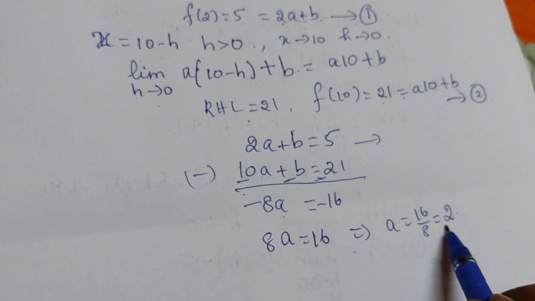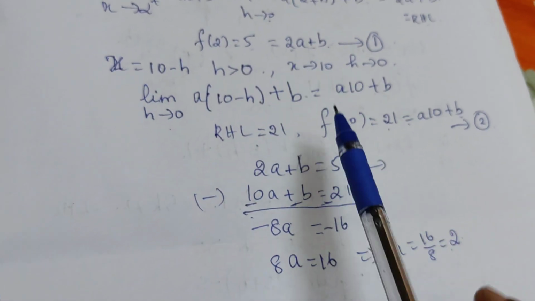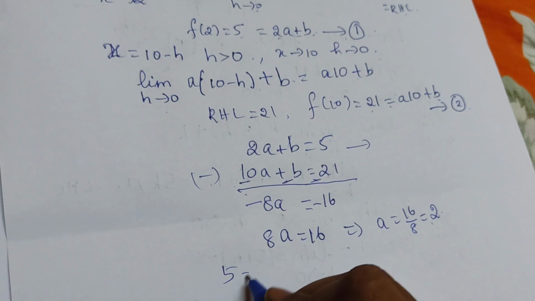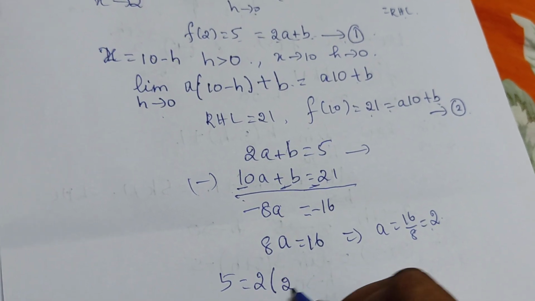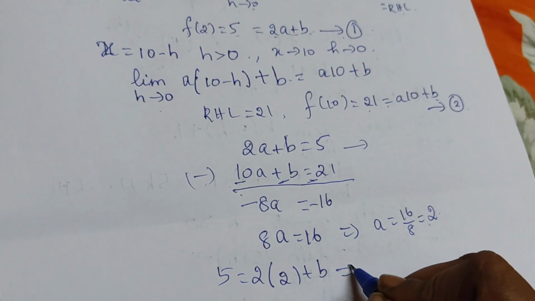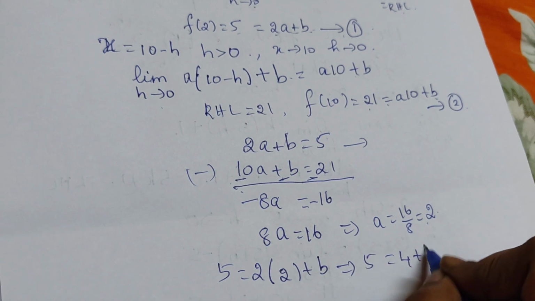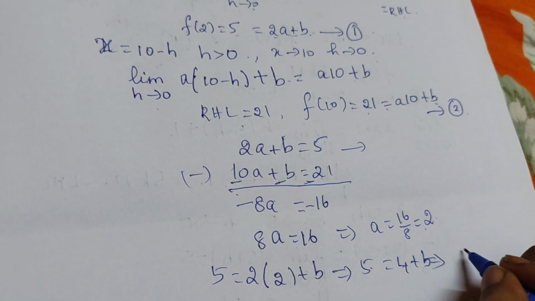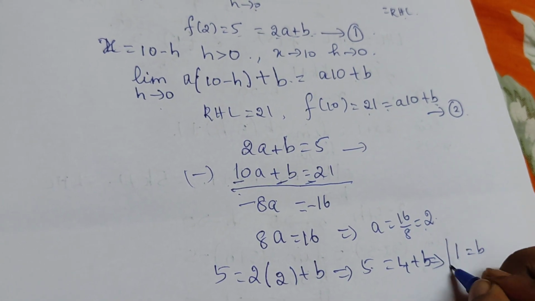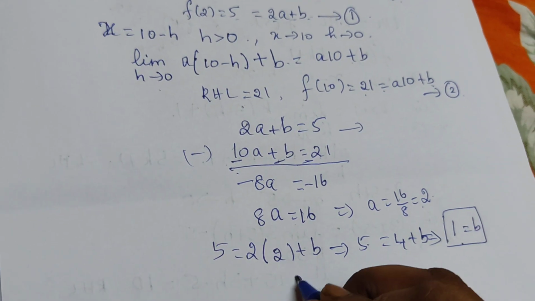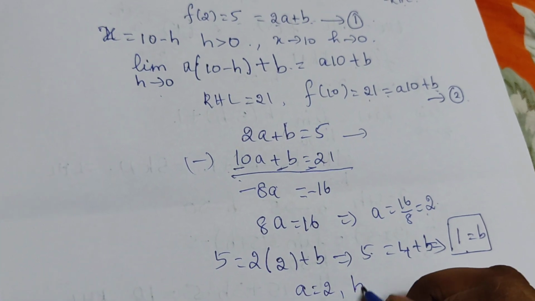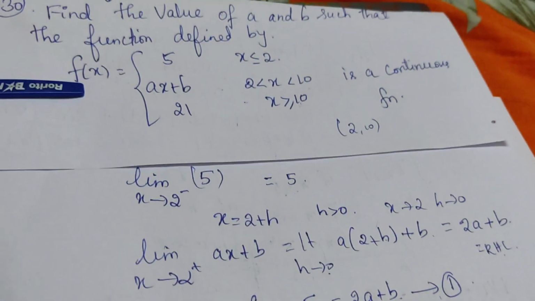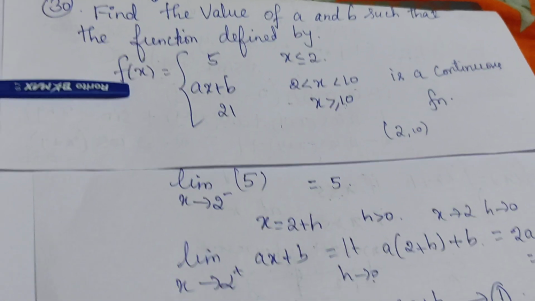Now substitute this into either one of these equations. Let me substitute in equation 1. We will have 5 is equal to 2 into 2 plus b, which is 5 is equal to 4 plus b. So transposing 4 to the left hand side, we will get 1 equal to b. So the value of a is 2 and b equal to 1. So the values of a is equal to 2, b is equal to 1, such that the function is continuous.